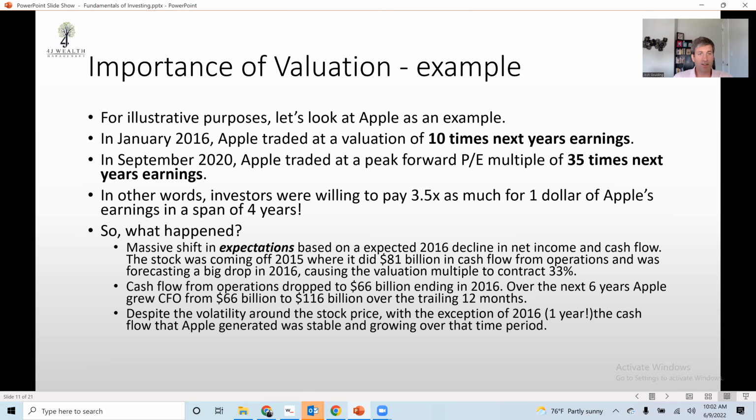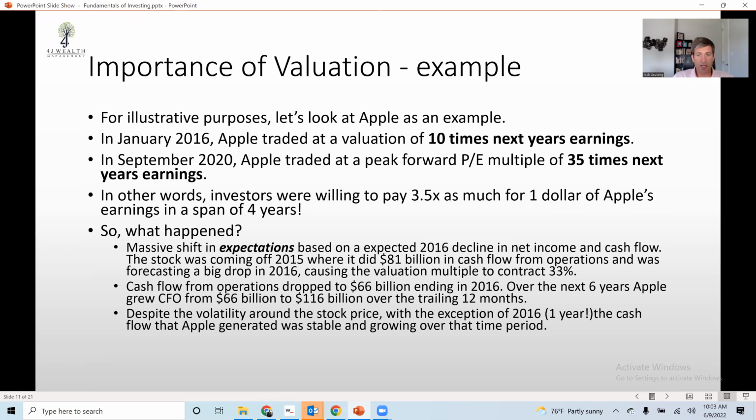So clearly in January of 2016, there was a lot of pessimism about the future of Apple and how it would fare over time. And in September 2020, you could argue there was kind of peak optimism about how it was going to fare going forward. So what happened over that time frame? Well, it was a massive shift in expectations.